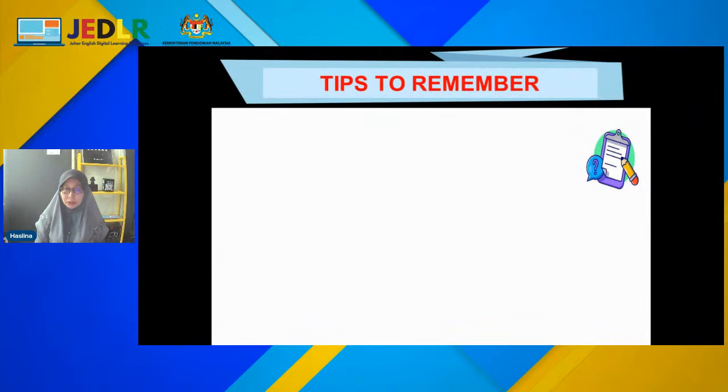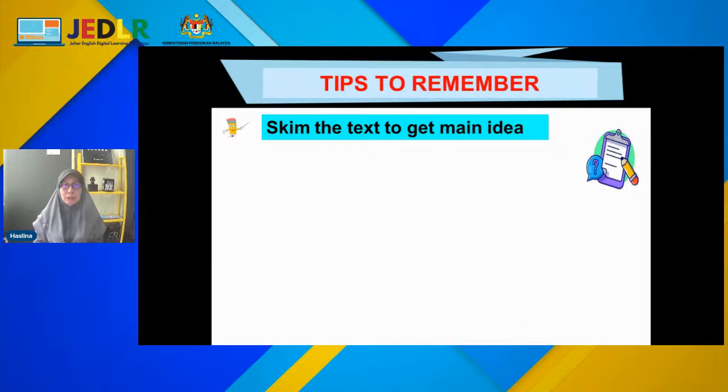The first thing to remember is once you get the text, skim the text in order to get the main idea. Skim means baca laju. Don't worry if you do not understand the meaning of a word. If you find any difficult word, no worries. Just continue reading, because we need to get the main idea.